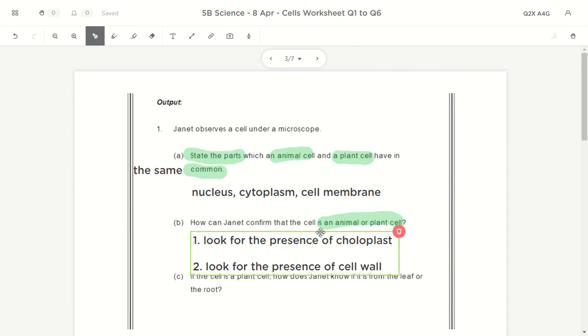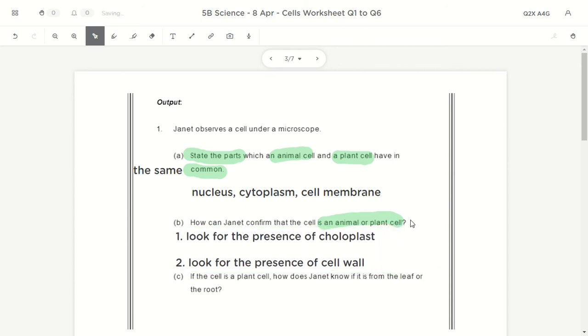Right, so how to differentiate between an animal and a plant cell is that you can do two things. One is to look out for the presence of chloroplasts, to see whether there are chloroplasts in the cell or not, or look out for the presence of a cell wall, because we know that both chloroplast and cell wall belong to plant cell.